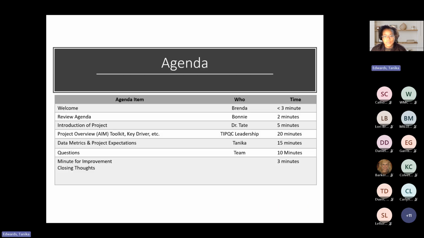All right, and here's just a brief look at our agenda. Bonnie, do you want to review our agenda for us? Sure. So we're going to have an introduction of the project by Dr. Tate, the overview of the AIM toolkit, the key driver, and that's with our leadership, data, metrics, and project expectations, our lovely Tanika. And of course, you all will have questions, and we look forward to them. And then minute for improvement and our closing thoughts.